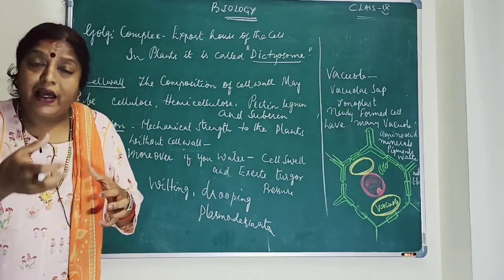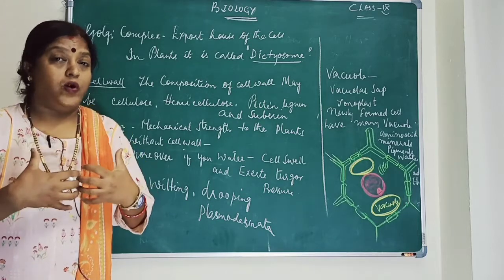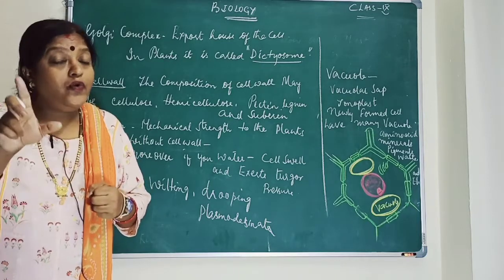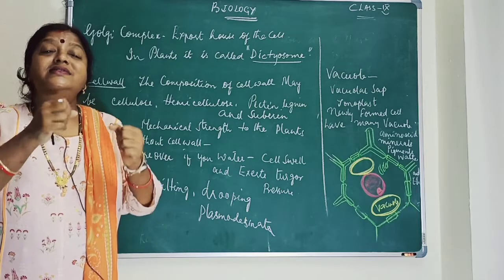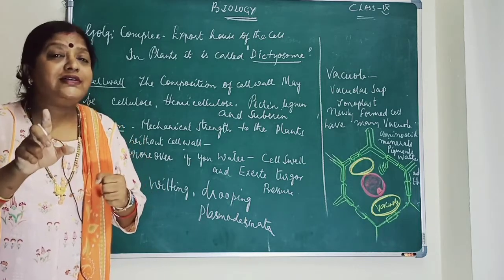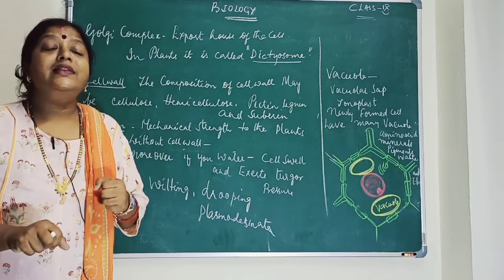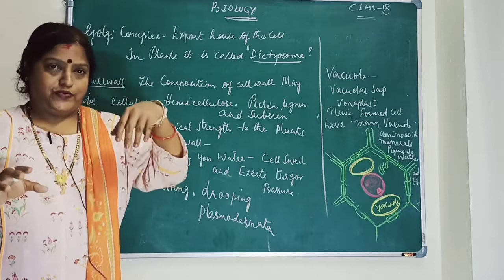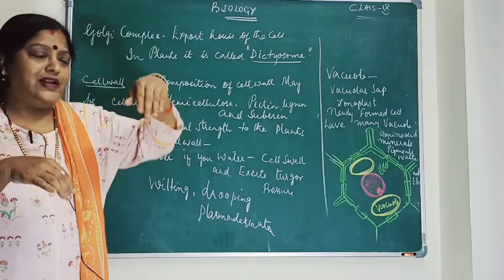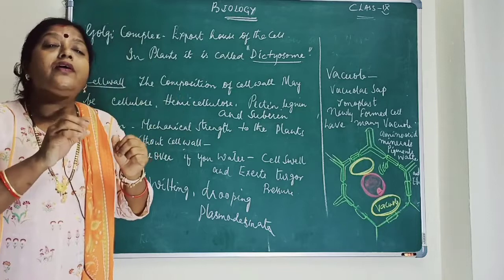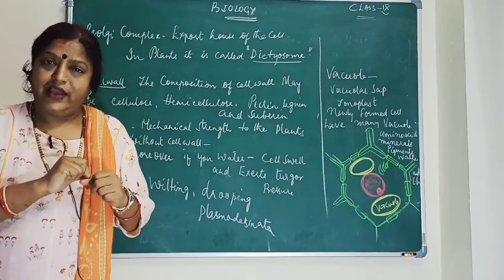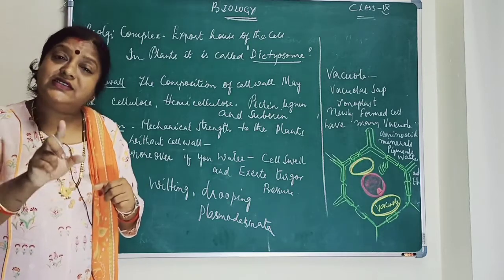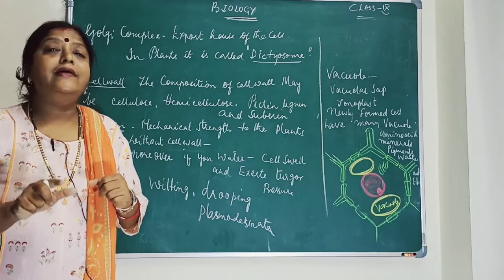When we water the plant, the cells absorb water and the cell wall exerts pressure. If you don't water the plant, the cells shrink and no pressure is exerted on the cell wall. Then the cells lose their stiffness and droop. This drooping of the plant is called wilting.